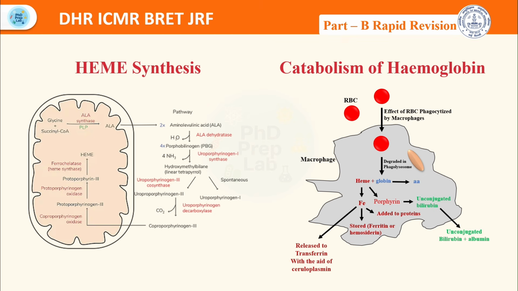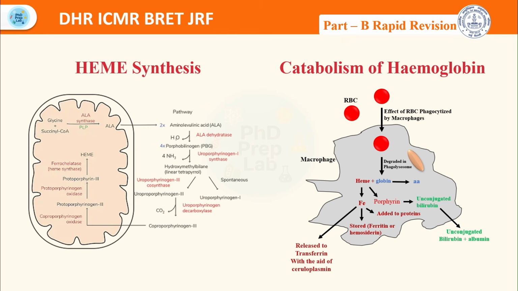Then the fate of heme. Heme consists of iron and porphyrin ring. The fate of iron and porphyrin ring are both different. First, iron is separated from the heme. It is stored as ferritin, and it is transported by transferrin to bone marrow for new hemoglobin synthesis. So iron takes part in new hemoglobin synthesis, and then there is the porphyrin ring, which is converted into biliverdin, the green colored pigment, and this green colored pigment is reduced to bilirubin, which is the yellow pigment.